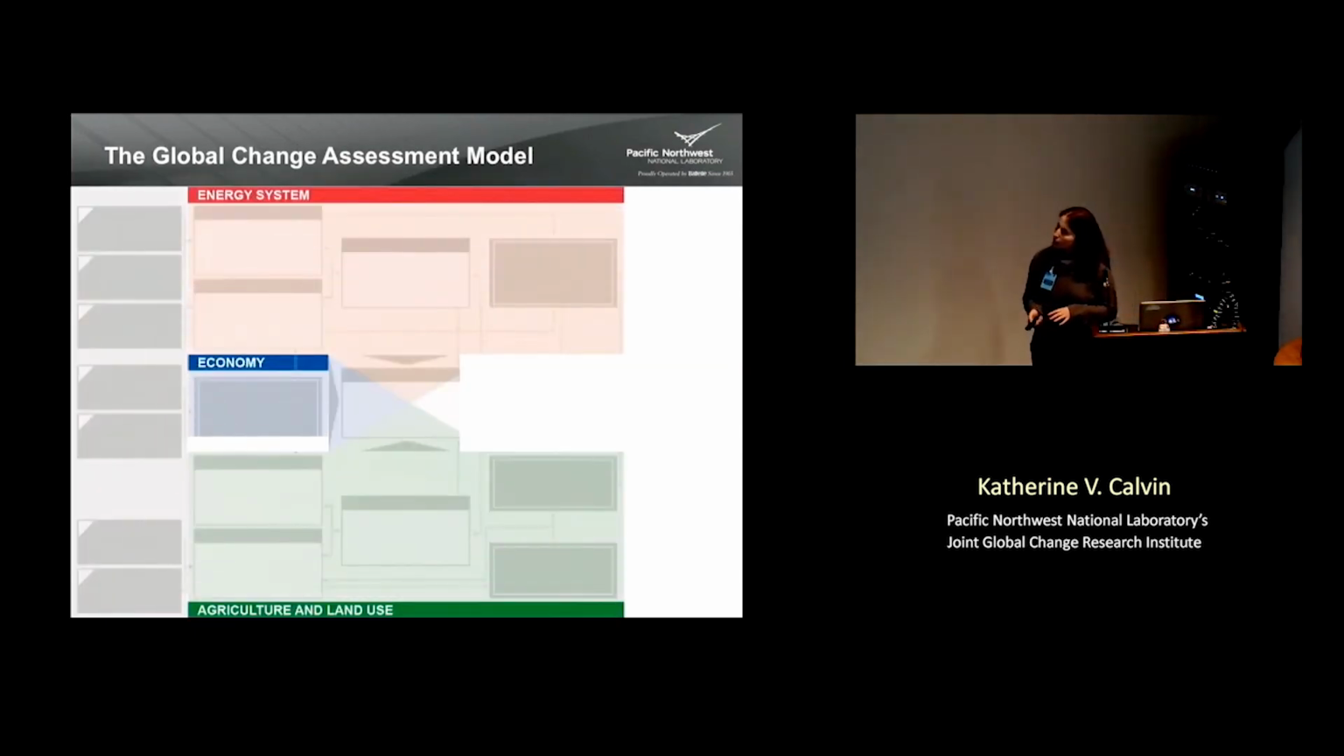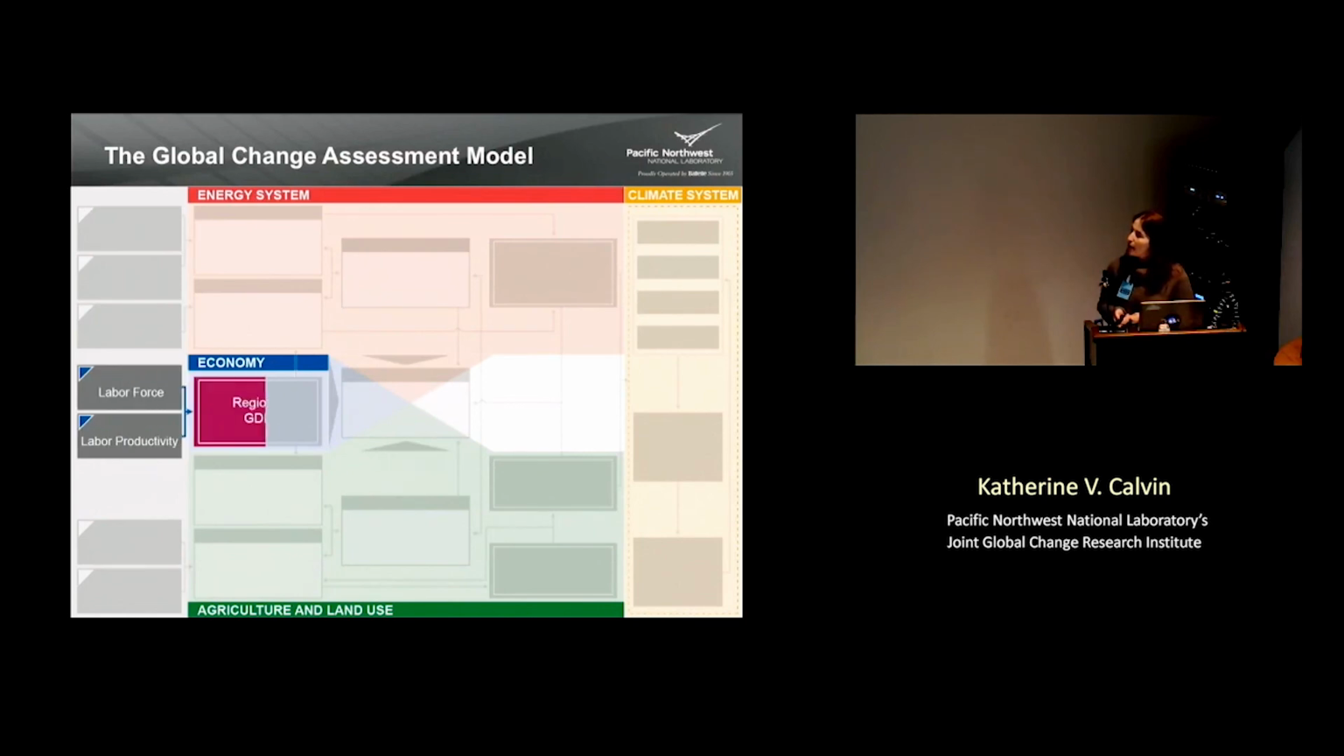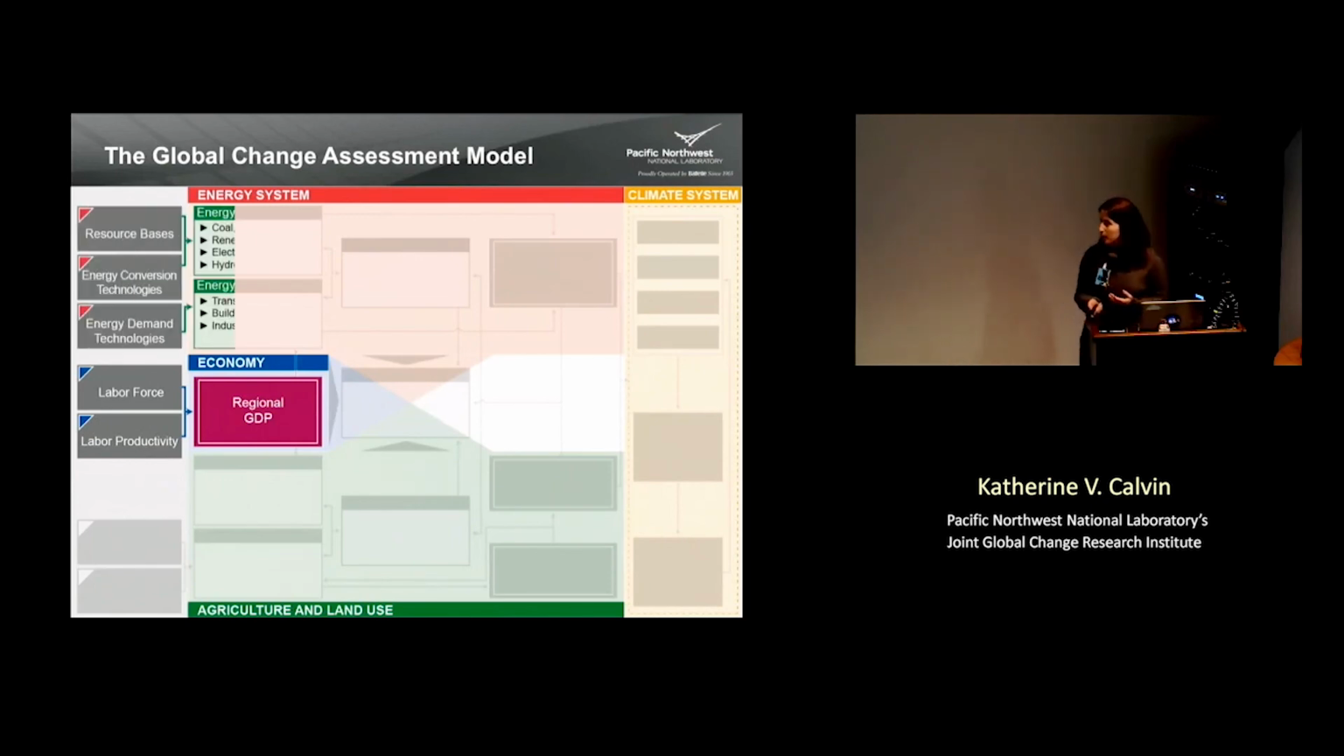Okay. So what is it? I'm going to animate through this. Like I said, we link together 4 different systems: the energy, the economy, agriculture and land use, and climate. And we have varying degrees of detail in the different systems. The economy in GCAM is fairly simplistic. We represent GDP and population.